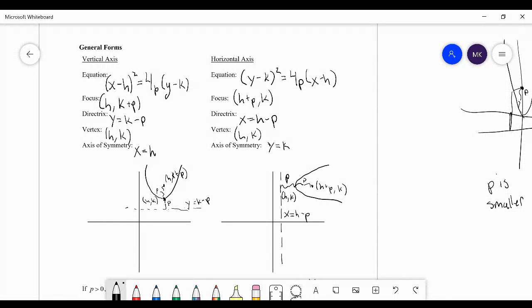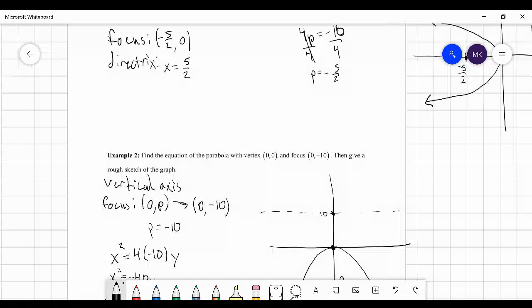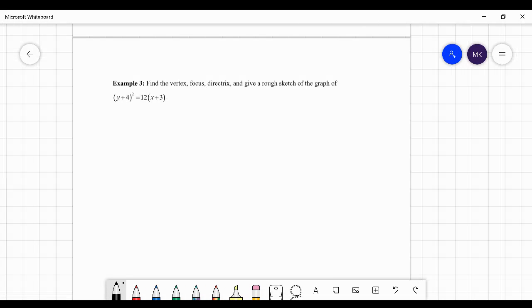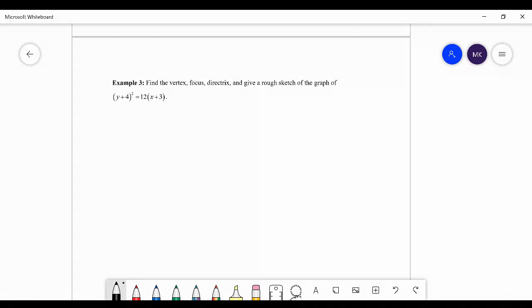So this one had a y value being squared. Okay, so we were dealing with a horizontal axis again. And notice our equation, it's y minus k and it's x minus h. So if we come back to this example, to get this equation into the same form, we need to change these from y plus 4 to y minus, in this case negative 4, equals 12 times x minus, so instead of plus 3, it's minus negative 3.